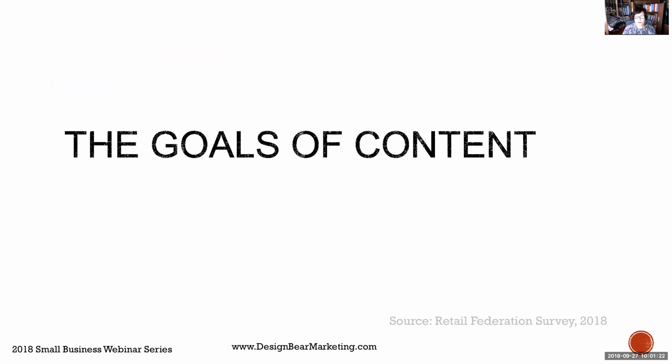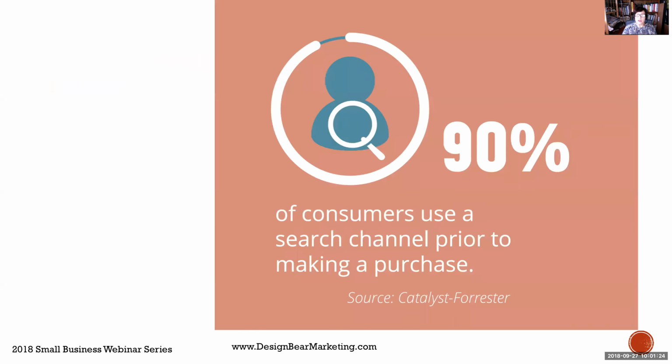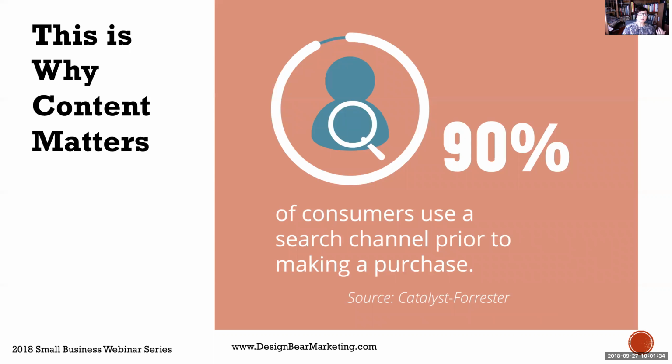So first of all, the goals of content. 90% of consumers use a search channel like Google prior to making a purchase. So this is really the main reason that we publish things, that we put them in a newsletter, that we post them on social media, that we're sending them out, because this is where people are today. We don't have a yellow pages. We don't have newspapers that we read, that we're looking for information. So it's really important that you keep that in mind.